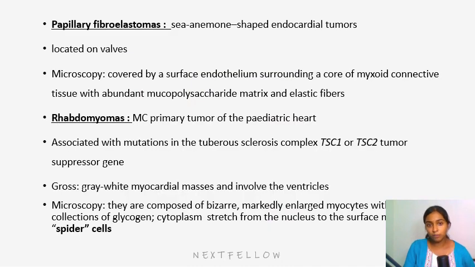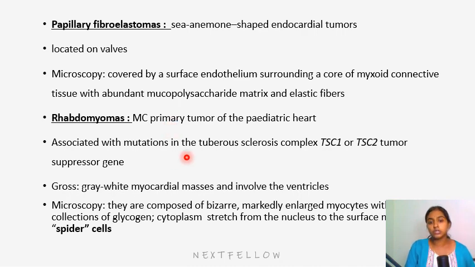Papillary fibroelastomas have a gross sea anemone-like appearance, and they are located on the valves. Microscopically, there will be an abundance of mucopolysaccharide matrix. Next tumor is rhabdomyoma. Rhabdomyoma is the most common primary tumor seen in the pediatric age group. In the adult age group, myxomas are common; in the pediatric age group, rhabdomyomas are common.